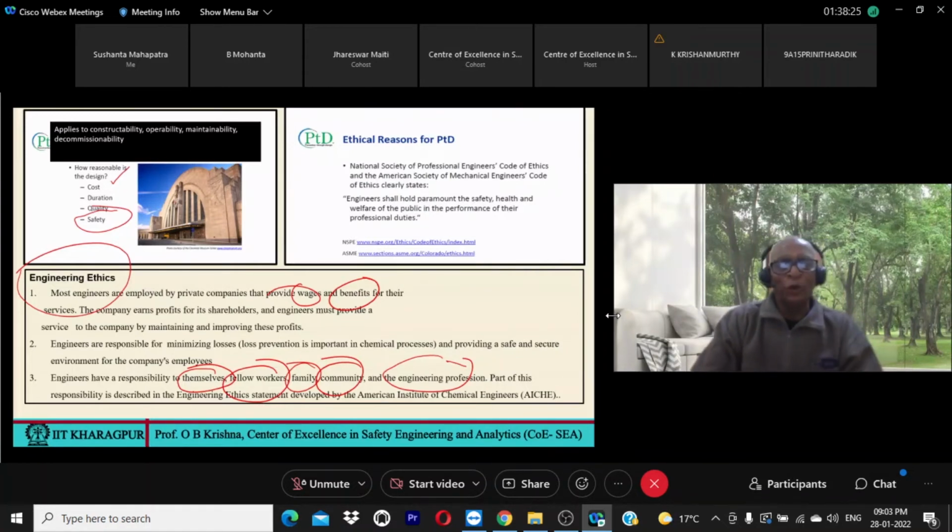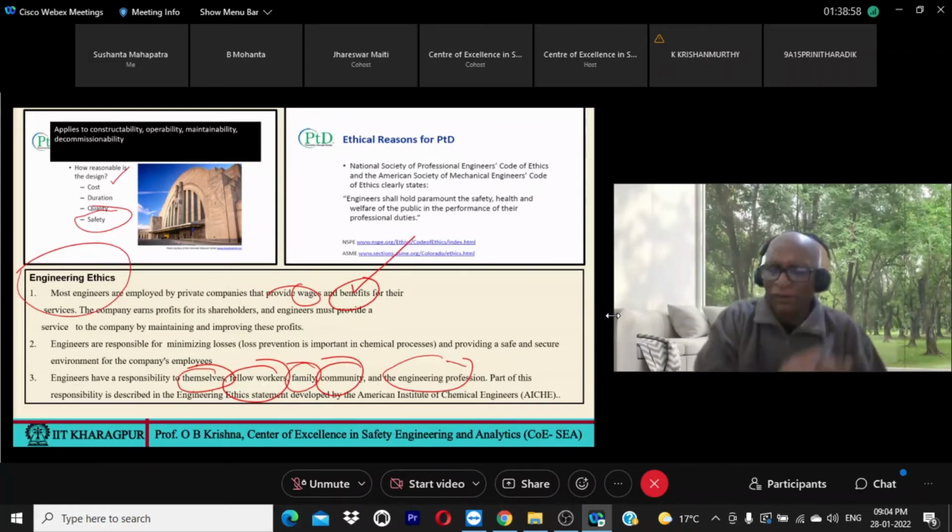Most engineers are employed by private companies. You'll get good wages, you'll get good benefits. The company has to earn profits for shareholders, and engineers must provide service. That is there. But they are also equally responsible for minimizing the losses by providing a safe and secure environment.